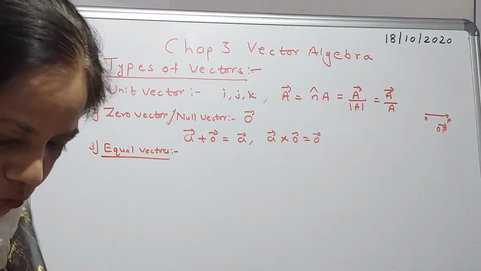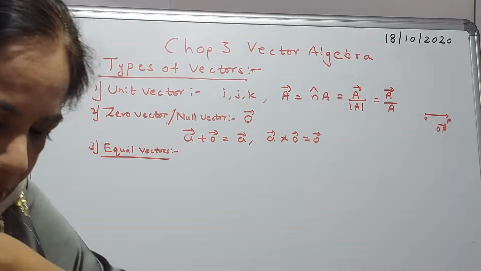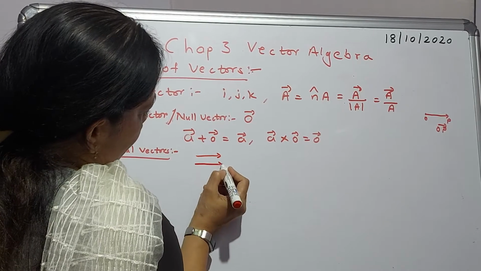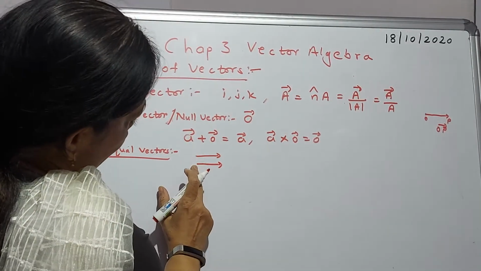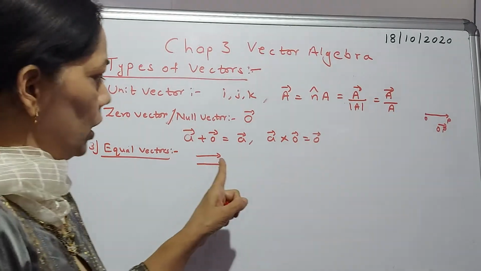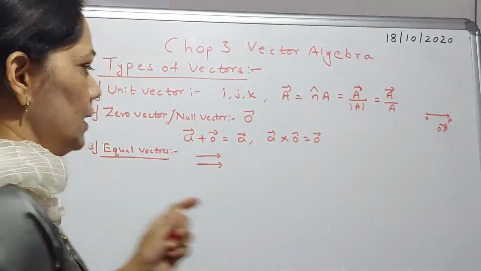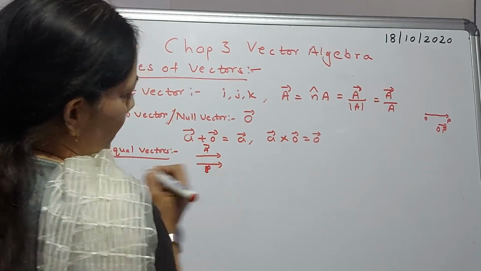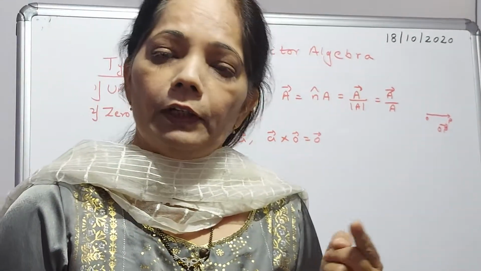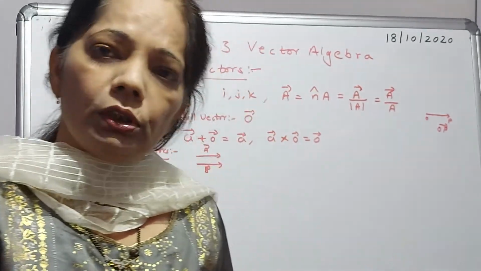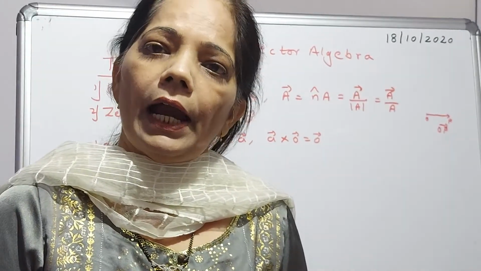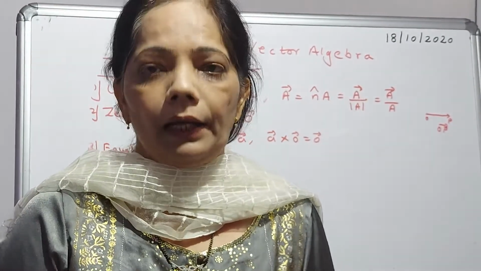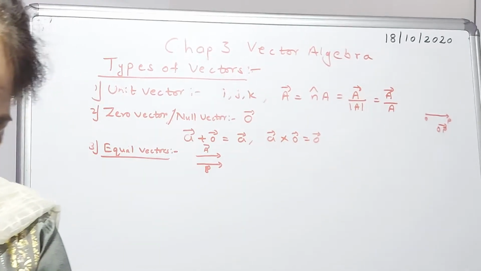Equal vectors. Suppose you have two vectors like this, right? Everything is same. Direction is same, magnitude is same. So it's easy. Suppose I mention this to be my vector A and this to be my vector B. When will I say vector A is equal to vector B? When both these vectors have same magnitude and they are moving in the same direction. That time I can say vector A and vector B are my equal vectors, correct?